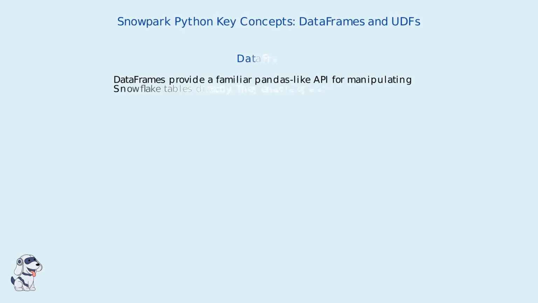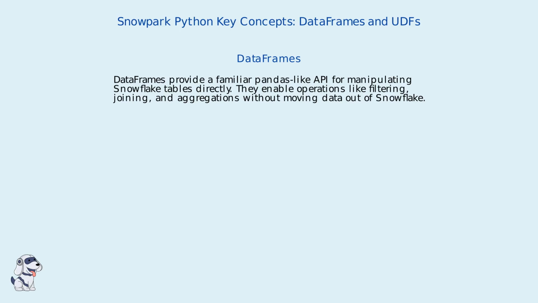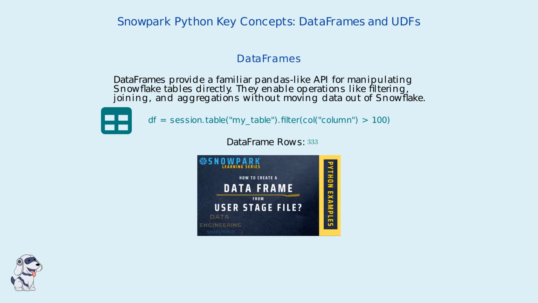Snowpark Python centers around two core concepts: data frames and user-defined functions. Data frames offer a familiar pandas-like interface for working with Snowflake data, allowing operations like filtering and joining directly on tables. Here's an example of creating and filtering a data frame using Snowpark's API. Data frames can handle large datasets efficiently. Watch the row count grow as we process data.